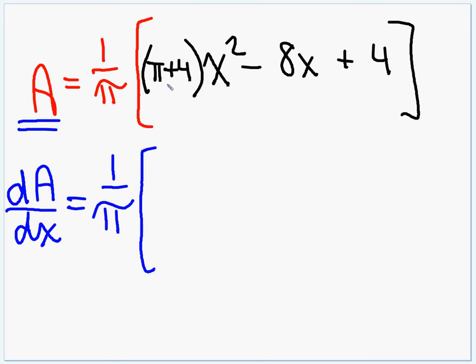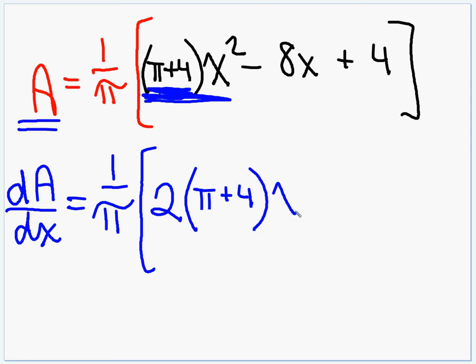Now, this one looks kind of weird, but if you're deriving 3x squared, the derivative of that is 6x to the first. So even though we have a quantity in front here in the parentheses, this is just going to be a power rule. We're going to bring the 2 down front, so that's 2 times the coefficient that was there, quantity pi plus 4, and then x to the first power. The next term derives to a minus 8, and the 4 derives away to nothing. Okay, there's our derivative.